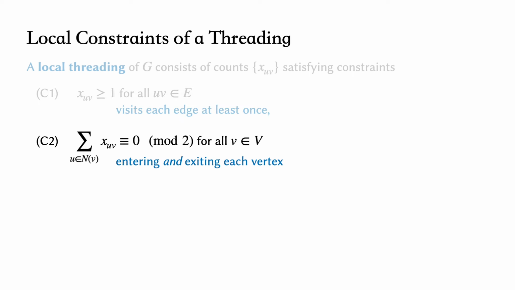We note that a threading increments the count of 2 edges incident to a vertex every time it traverses that vertex, because it must come in and go out of that vertex. Therefore, the sum of the counts of all edges incident to a vertex must be even.